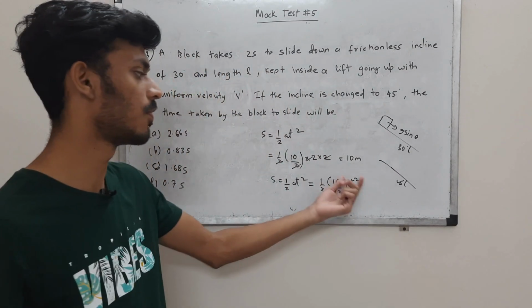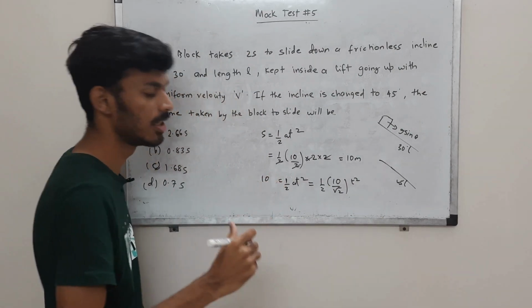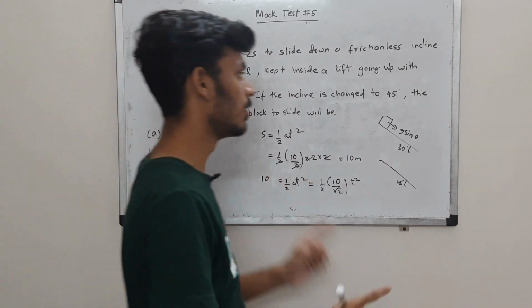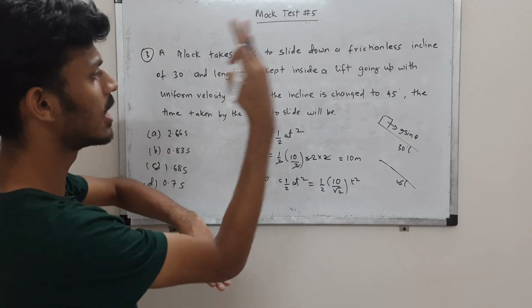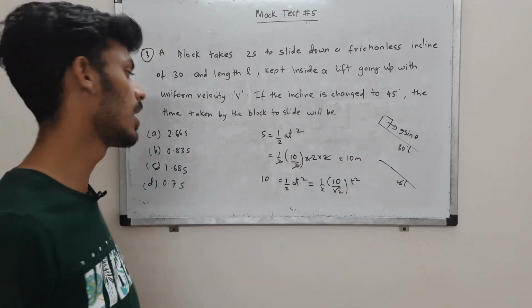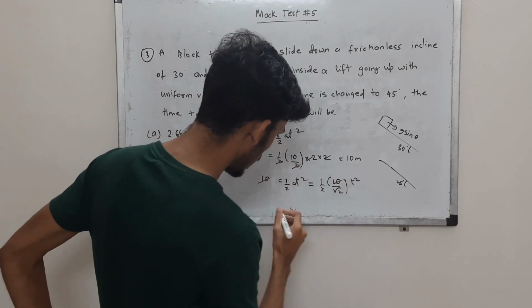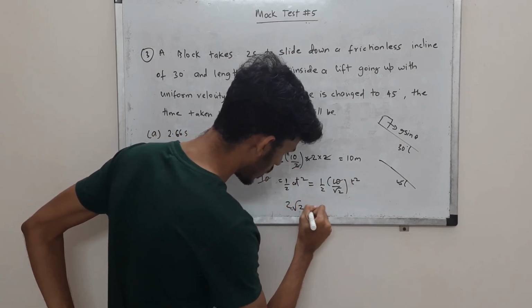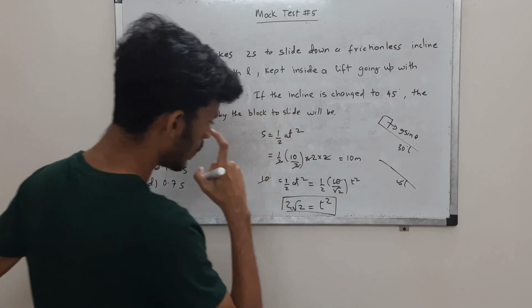Now we are supposed to find t square. We already know s. The length is the same, although it's not mentioned in the question over here. You were supposed to understand that the length will remain the same. Only we are changing the angle of incline. So now if we solve this, 10 and 10 will get cancelled. So we are supposed to tell t square is 2 root 2. Okay, t square is 2 root 2.